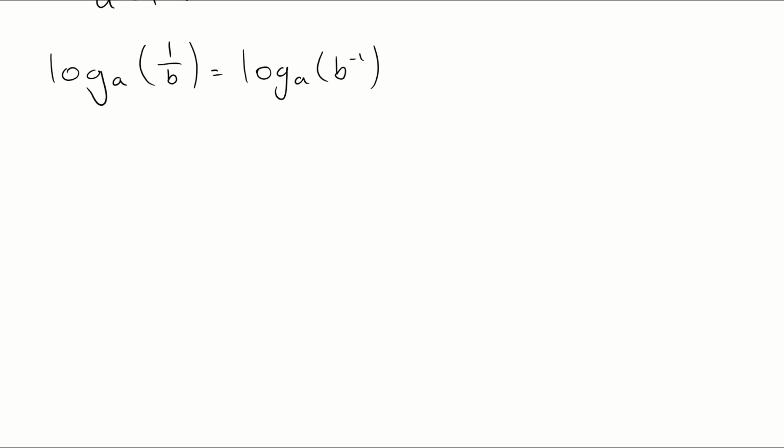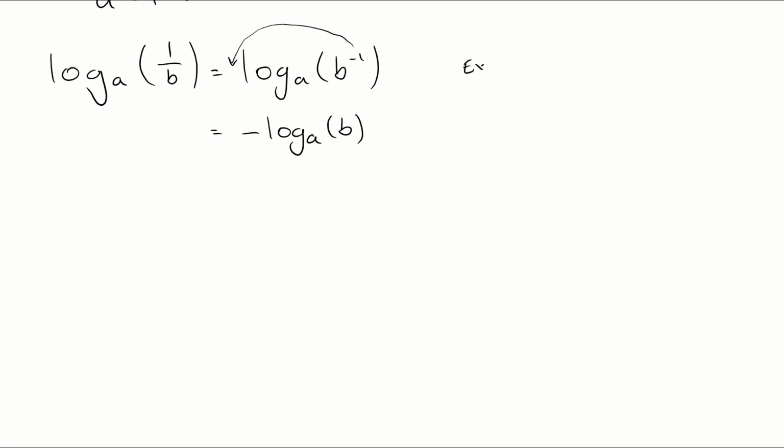Another one is that we could say that the log to the base a of 1 on b, well, I can rewrite that as log to the base a of b to the minus 1. And our power rule says that I can actually pull this negative 1 out to the front here. So log to the base a of 1 on b can actually be written as negative log to the base a of b. So that's another rule to be aware of.